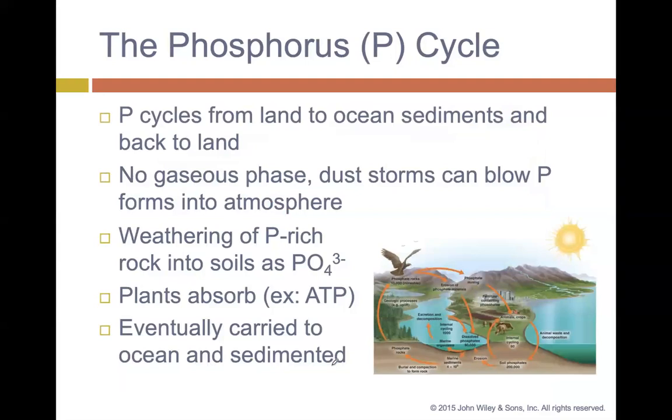There's not a gas phase to phosphorus, but dust storms can blow phosphorus forms into the atmosphere. When we weather phosphorus-rich rocks into the soil, that can change them into PO4, and plants will absorb phosphorus, for example, using it as adenosine triphosphate, and eventually it's carried to the ocean and then sedimented in layers.